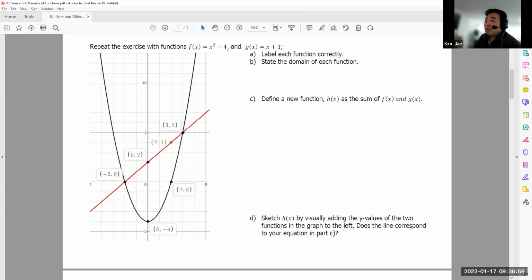I have x squared minus 4 as f of x. And clearly, this black line is my parabola, which means the other red line must be my linear. State the domain of each function. Again, using your grade 9 and 10 knowledge, you should know that the domain of a parabola is that x can be anything, any real number. Anything goes. Same with g, knowing that this is a normal linear equation, there's no restrictions.